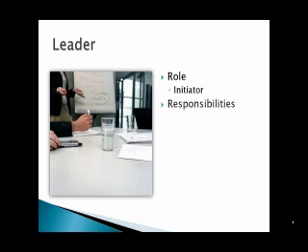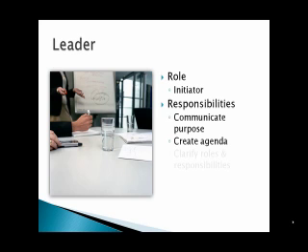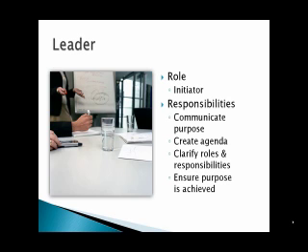The leader is responsible for clearly communicating the purpose of the meeting to all who are invited to participate. In collaboration with others, the leader will create the agenda for the meeting. The leader will clarify the roles and the responsibilities of each meeting participant in order to ensure that the purpose of the meeting is achieved.